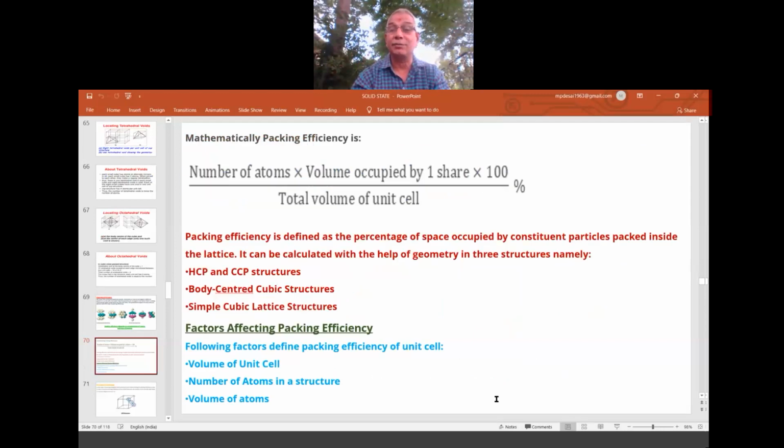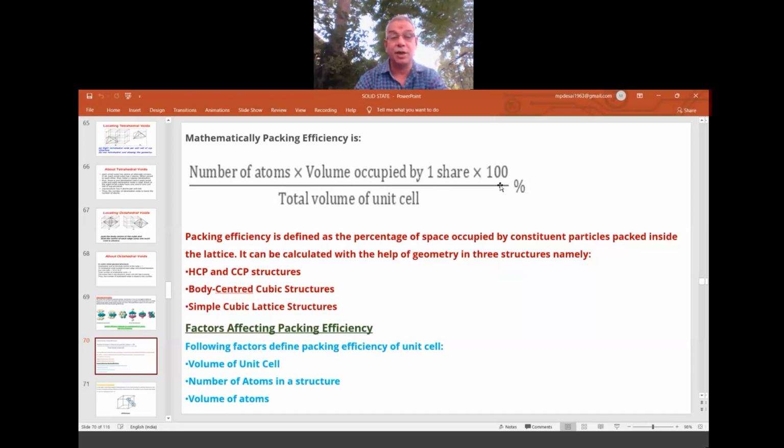Same thing is written here in terms of formula. So mathematically, packing efficiency is the volume occupied by the spheres by the total volume of the unit cell. That means the number of atoms and each atom's volume, that gives the volume of all the spheres. This is divided by the total volume of the container, or the bucket, or the cube, multiplied by 100. That is called packing efficiency.